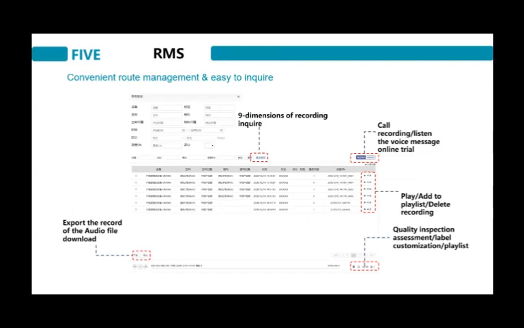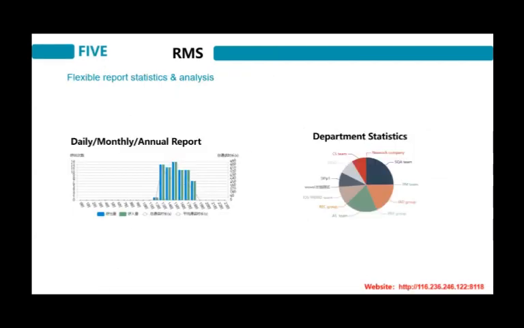This is the overview. You can do the 9 dimensions recording inquiry. You can listen to the voice recording, use the playlist, do the quality inspection, and of course export the recording file. And this is the daily, monthly, or annual report. And of course, you can do the department statistics, depending on our organizational level.